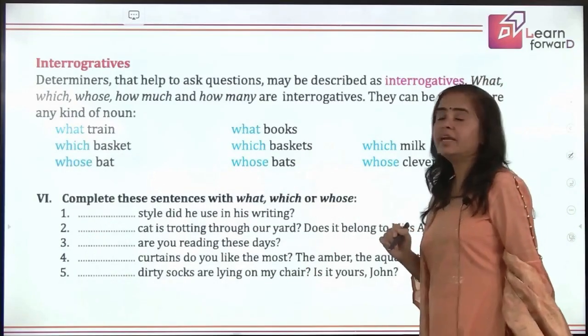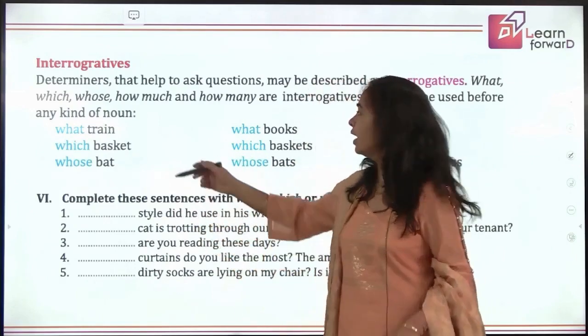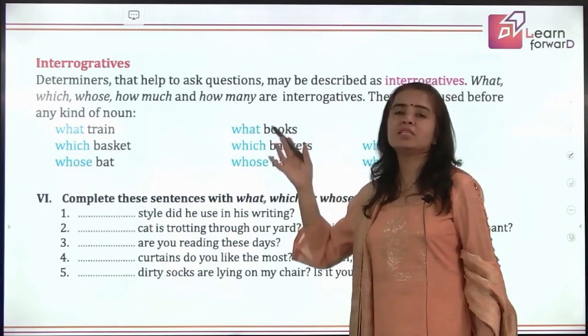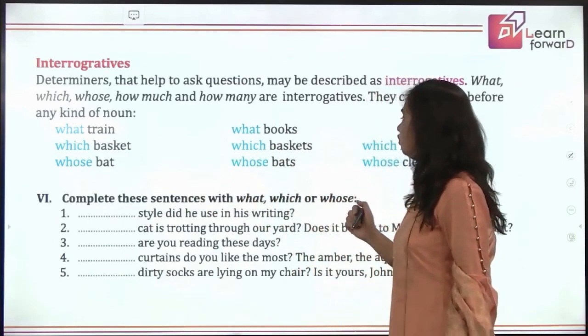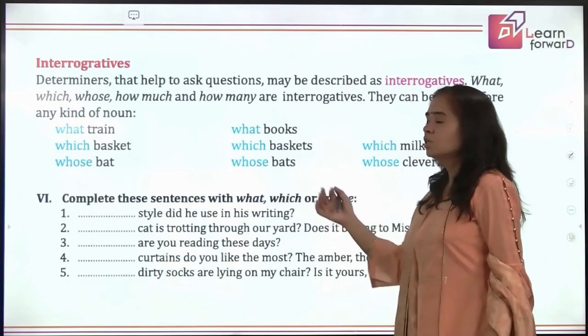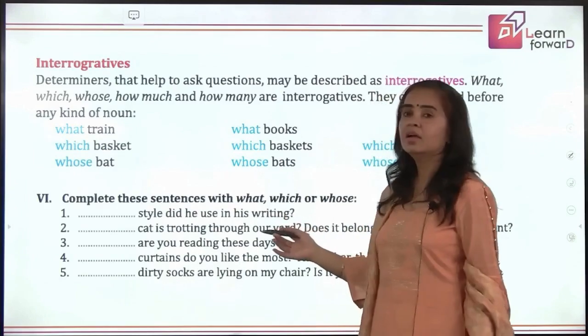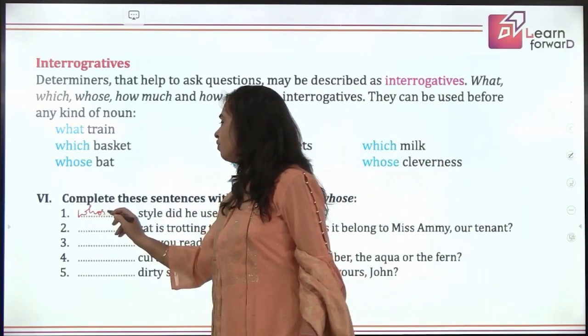Now next is interrogatives, and they are all question words which are followed by nouns like what train, which basket, whose bat, what book. So they are basically interrogative adjectives. We have to complete these sentences with what, which, or whose. So I think you can do this exercise. Dash style did he use in his writing? Whose style you can say, which style also you can say. So you have a variety.